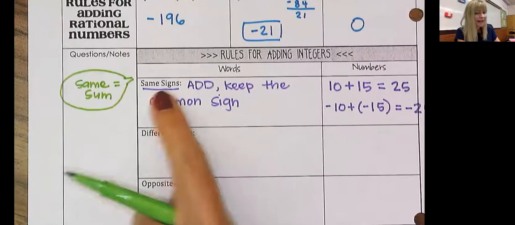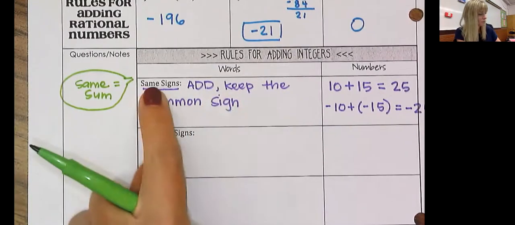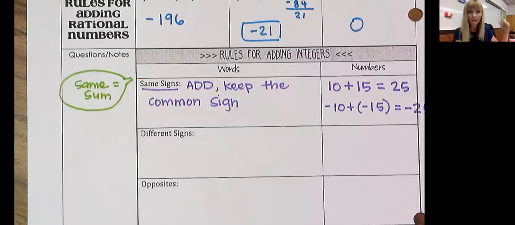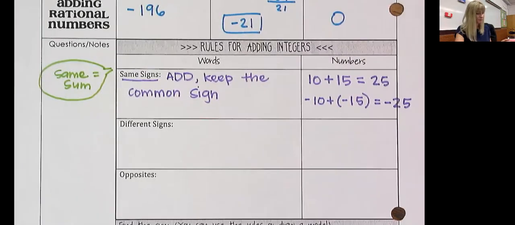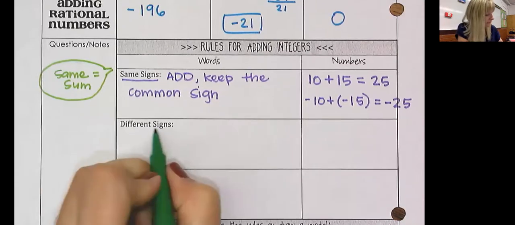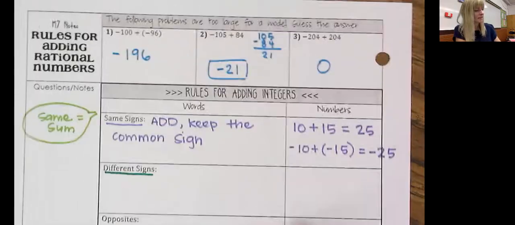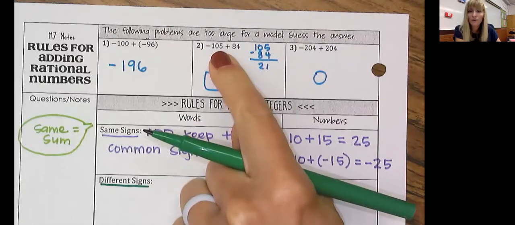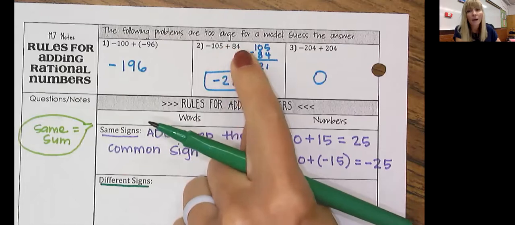But same signs add, keep the common sign. You can also remember same signs sum, so that can help you remember to add, okay? And we're gonna practice this a lot over the next couple of days. Right now, get it all written down. So different signs, that is an example like this right here. Notice I had negatives and I had positives.